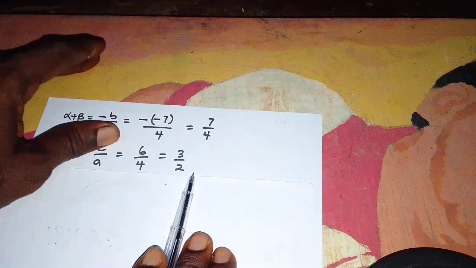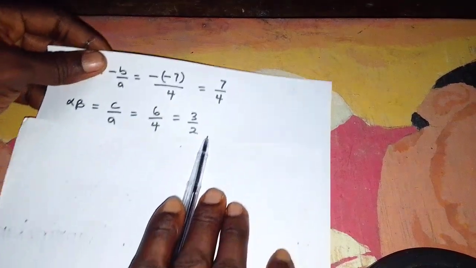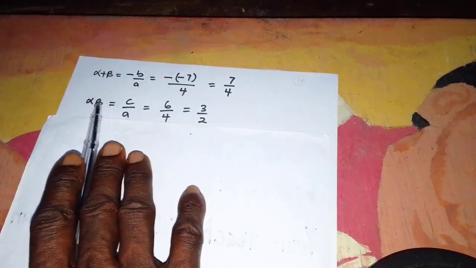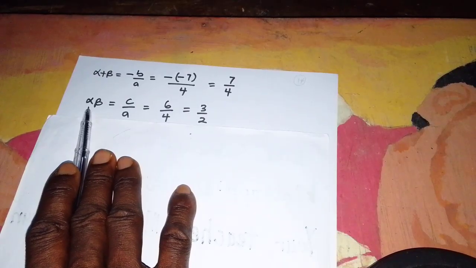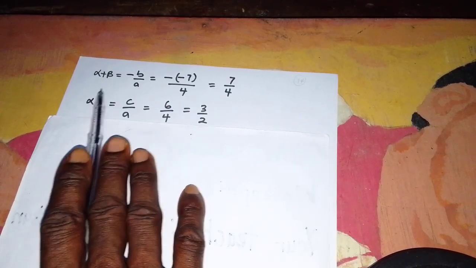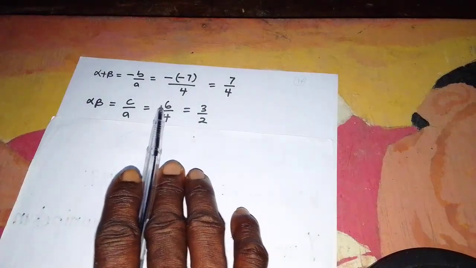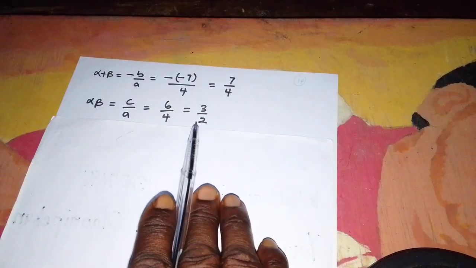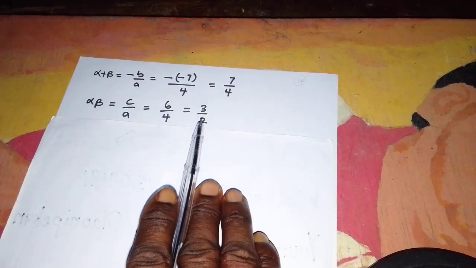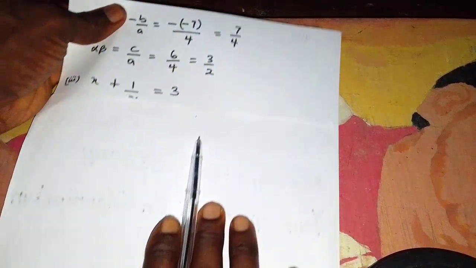Then alpha beta is what? c over a. That is the product of the roots. The formula is c over a. So our c in this context is 6. You write 6 over our a, which is 4. So when you reduce this to the lowest term, you are going to have 3 over 2.